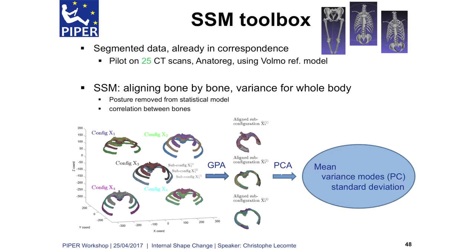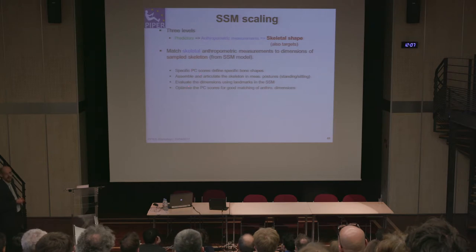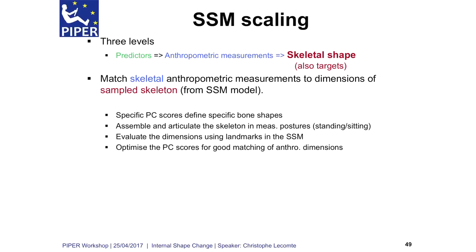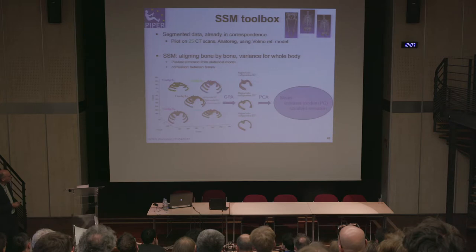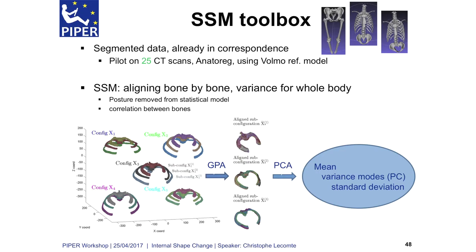So the next step, if we look at these statistical models, is that we can recombine the modes of the changes of the shapes of the bones compared to their mean. And then each time we change the combination of the modes, oh sorry, I forgot to mention something. When we evaluate the variance, it's very important. We do the alignment bone by bone, but the variance is evaluated for the full body.